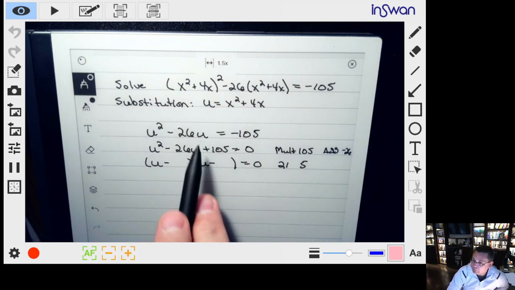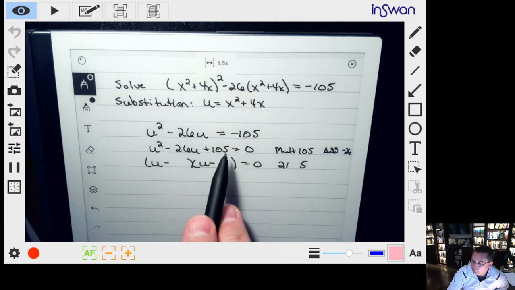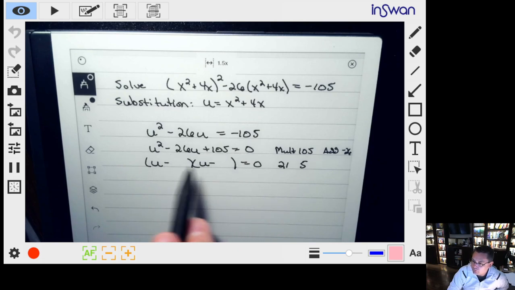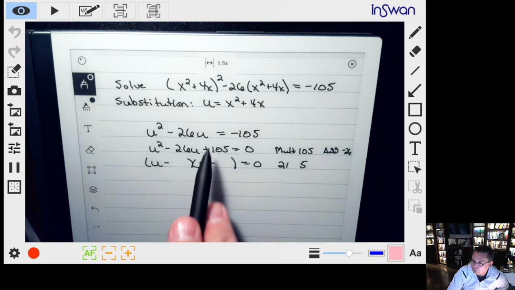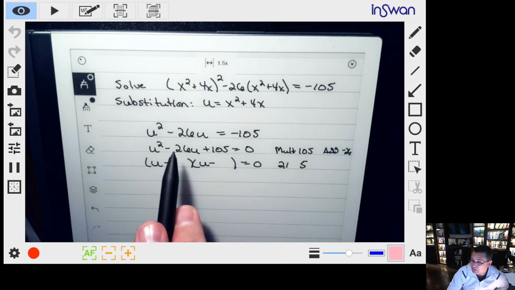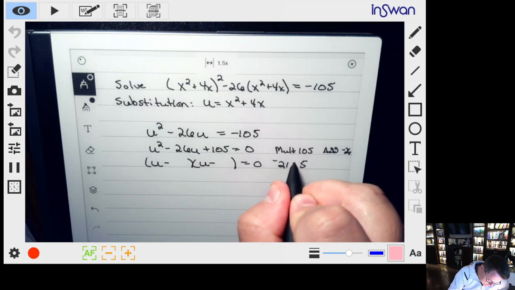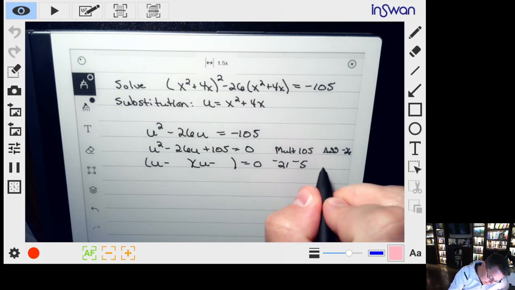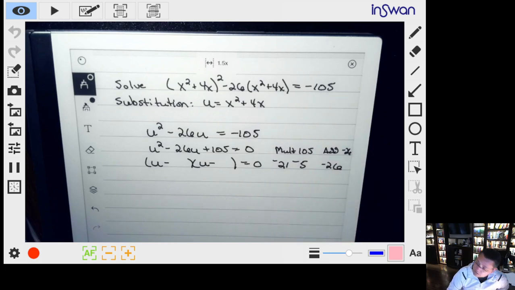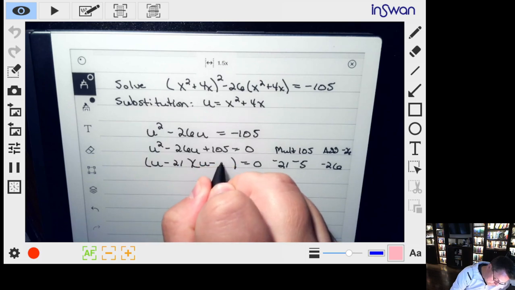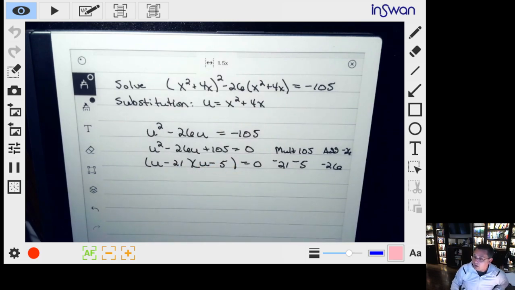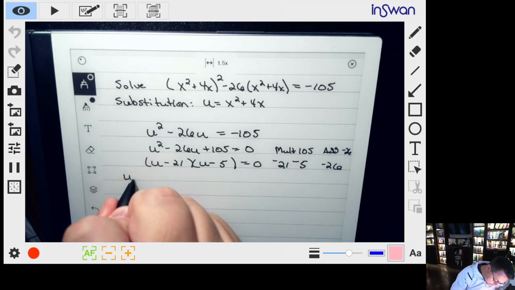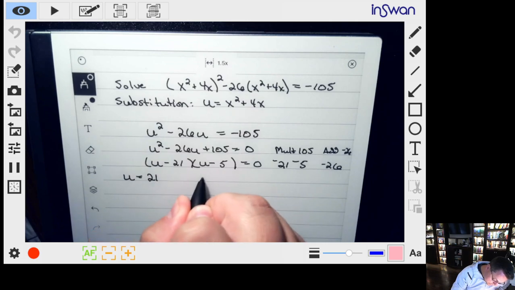The reason they're both going to have to be negative is because this back one is positive and this is negative. So I need two things that multiply together to give me a positive, but somehow add to give me a negative. So they're both going to have to be negative. And if you look at that, sure enough, there it is. That gives us our negative 26. So it looks like a minus 21 and a minus 5 are going to work there. Okay, so that tells us that u would be 21 or u would be 5.